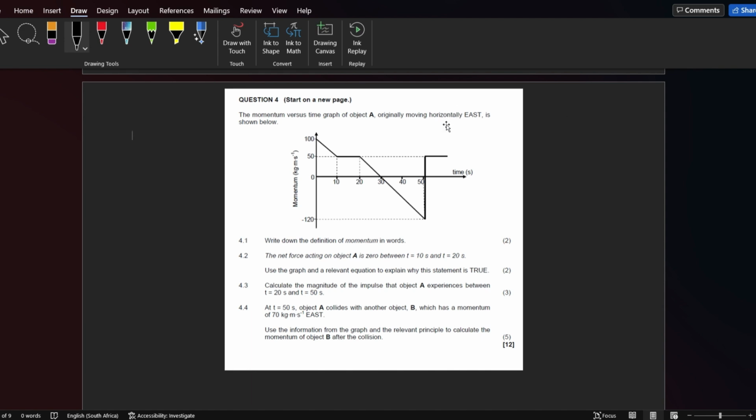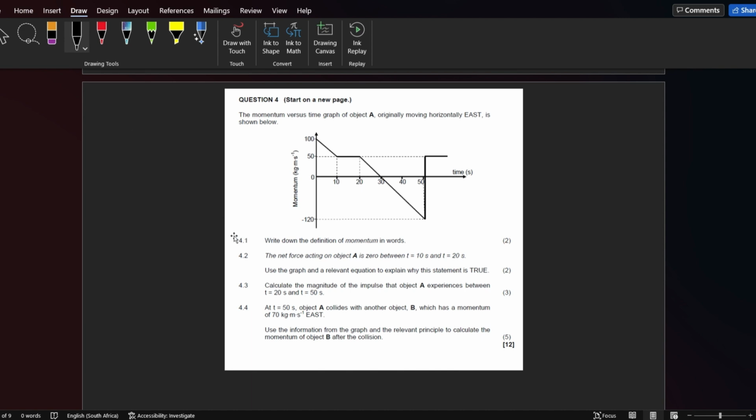So they already told us that the object is moving east, and we can see that the object starts off with a positive momentum. Since momentum is a vector, we can infer from this graph that the momentum is positive when it's moving east. Once momentum becomes negative, that means its direction has changed, so it's now moving west, and it changes once again as it becomes positive, so it moves east again. And they give us the time intervals and certain momentum values.